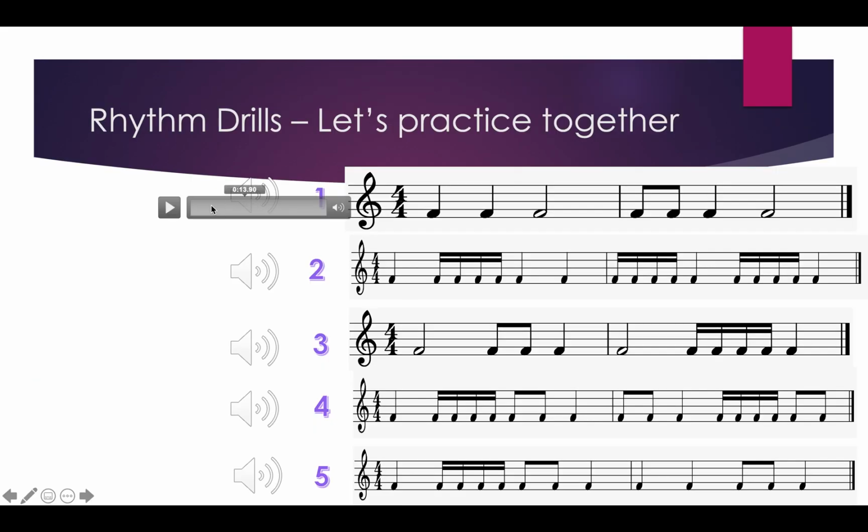Now we've got some rhythm drills. Let's have a listen. We're going to try to play this. Rhythm number 1 is 2 bars of 4/4. The first bar contains 2 crotchets, a minim. Then the second bar, 2 quavers, crotchet and minim. Let's clap this together 3 times over.